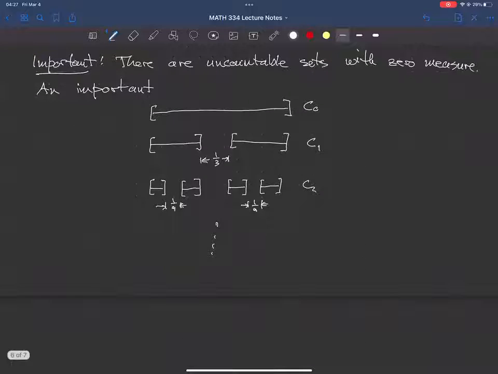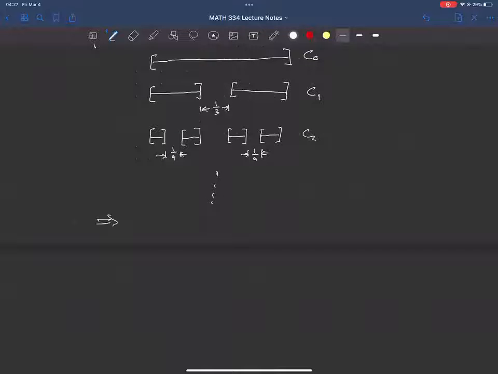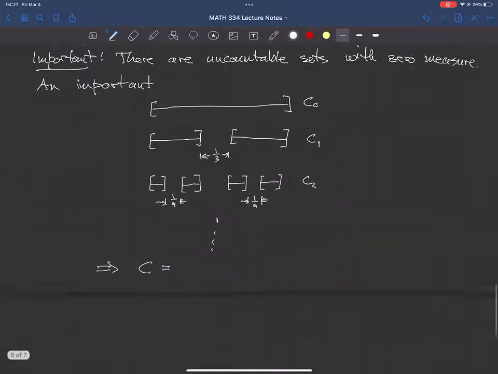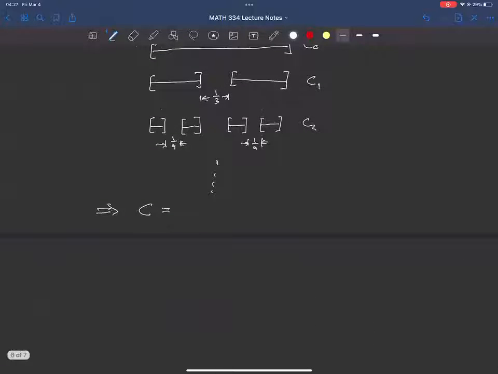So you have this collection of sets, and the set that we're interested in is the set which we'll call C, the set of points that remain after you do this construction infinitely many times. The way you can define that is like so. This is what's called the middle thirds Cantor set.